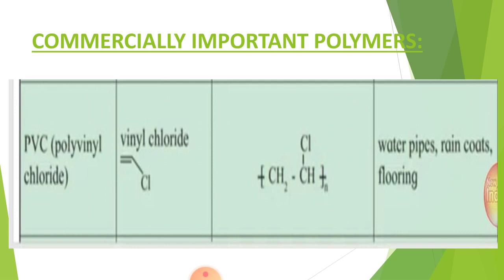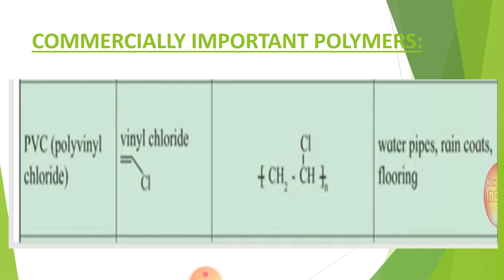For polyvinyl chloride, we use the monomer vinyl chloride, CH2 double bond CH single bond Cl. This is the monomer vinyl chloride. These monomers merge together and give the polymer, CH2, single bond, CH, Cl. The double bond has been converted into a single bond and both carbons open their branches to link with another monomer molecule.